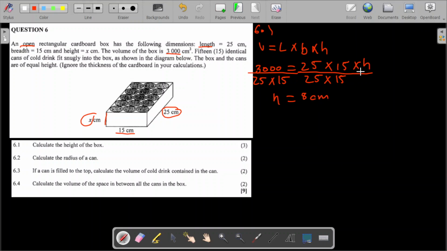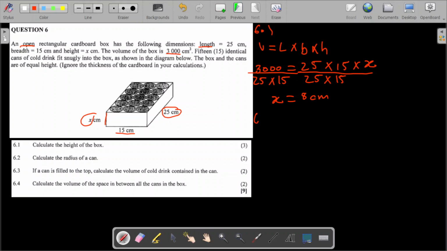So that is my x. Let me substitute it so that we are all on the same page. My height is x, and also here my height is x. So this is x, and now let's move forward.